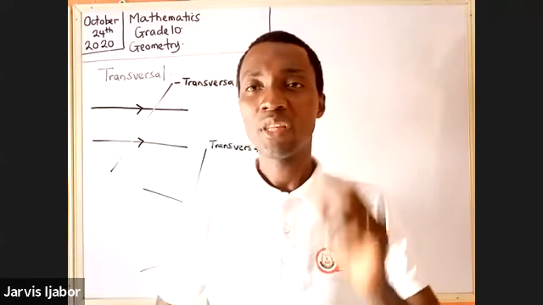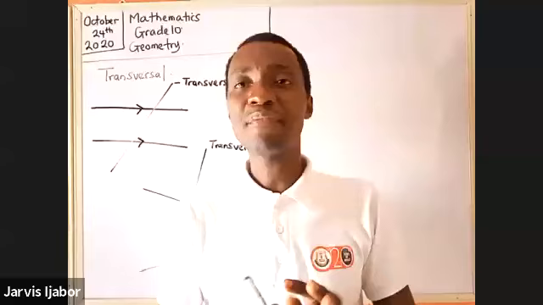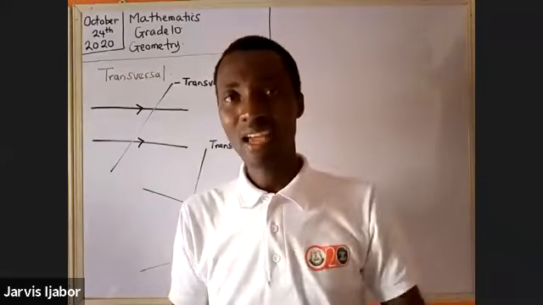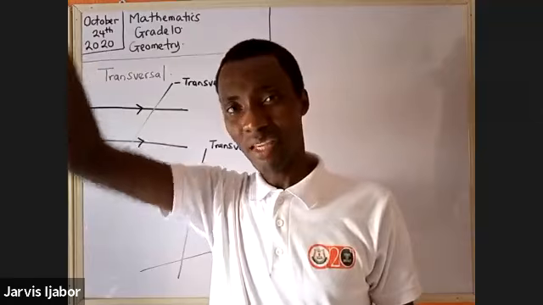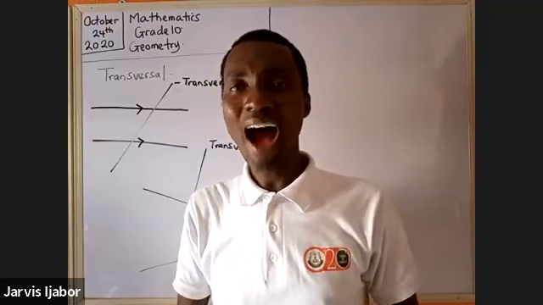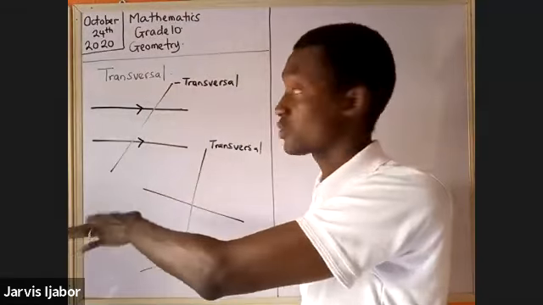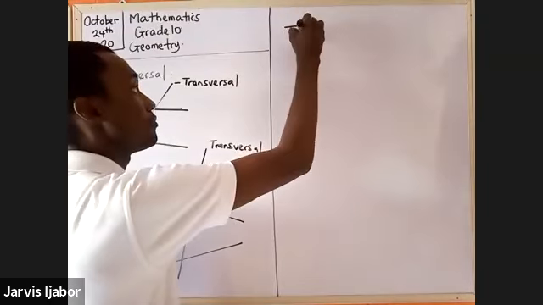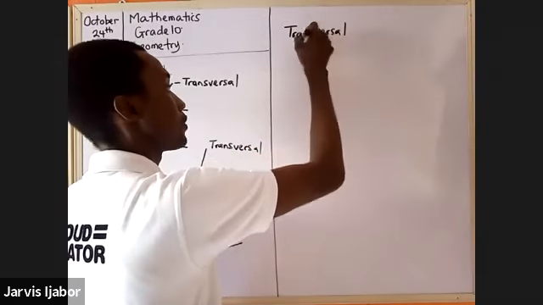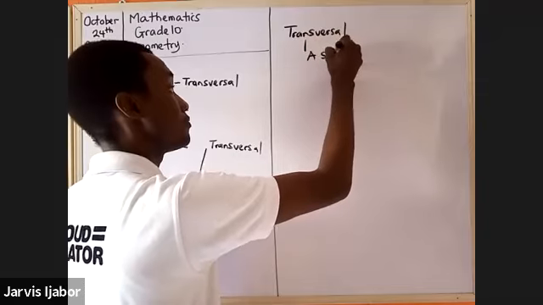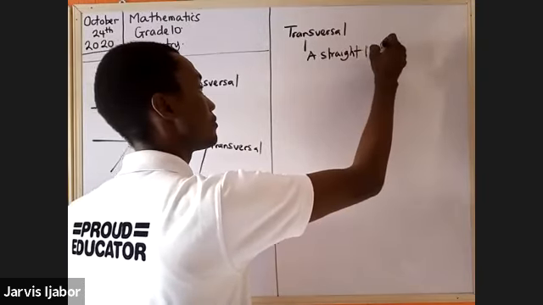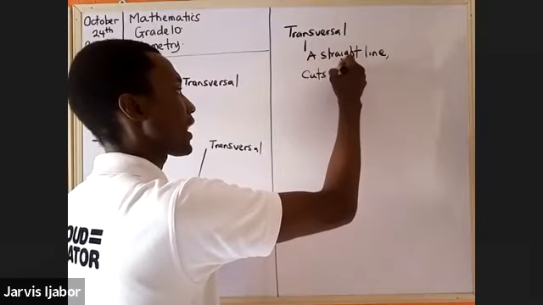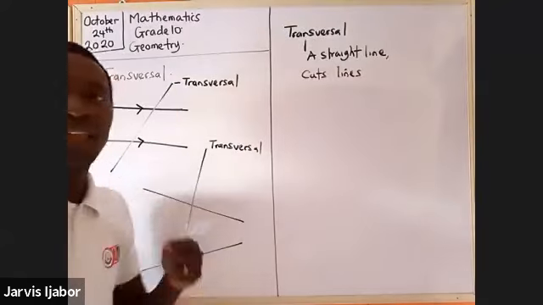It doesn't really follow. The most important thing here is that when we have a pair of parallel lines, and you have a line cutting them in an opposite direction, what you have in play is a transversal. So a transversal essentially is, one, a straight line. What does it do? It cuts lines.